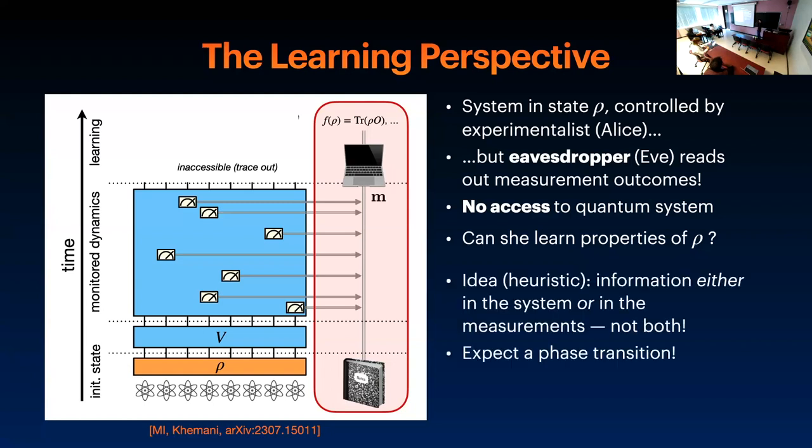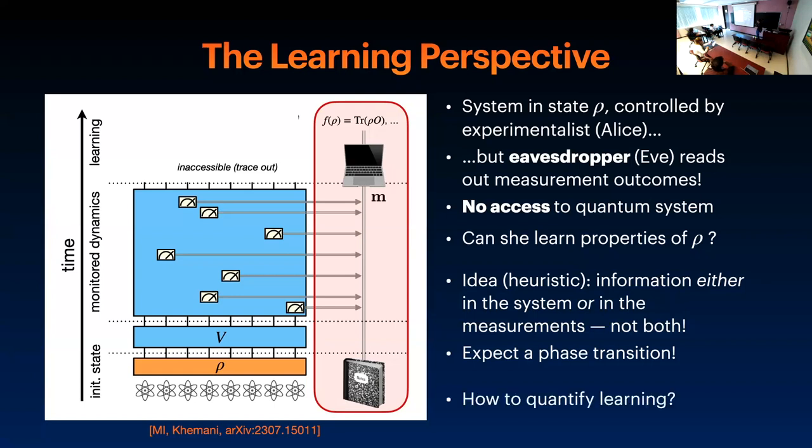So again, the heuristic idea is that if we have information that survives in the system, then it shouldn't leak into the measurement outcomes, and vice versa. If there is no information left in the system, then maybe it has leaked into the measurement outcomes. So there is a sense in which that phase transition in the ability to recover information from the coding point of view should be flipped in this learning point of view, and we should be able to learn in the regime where the measurements are very frequent, and should become less able to learn in the regime where they are sufficiently infrequent. Okay, this is completely non-rigorous, just a heuristic.